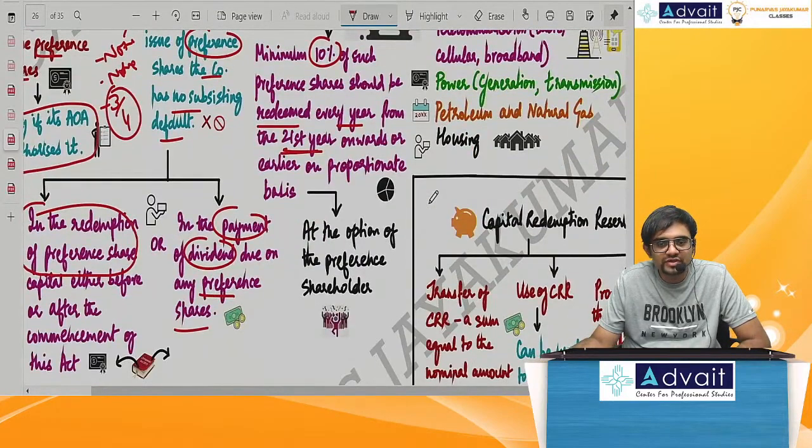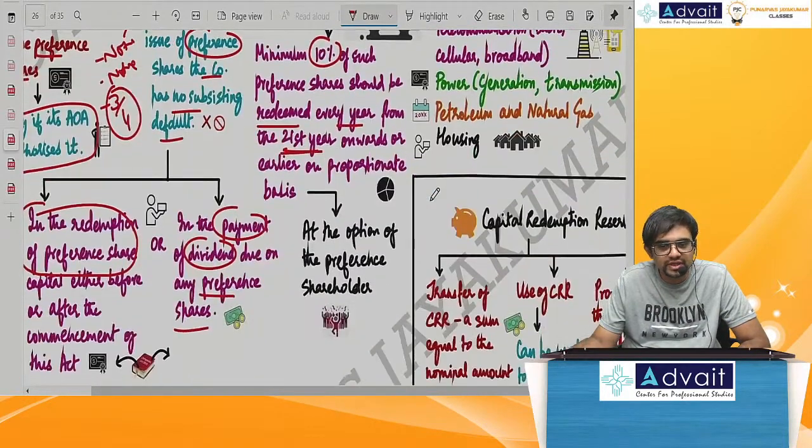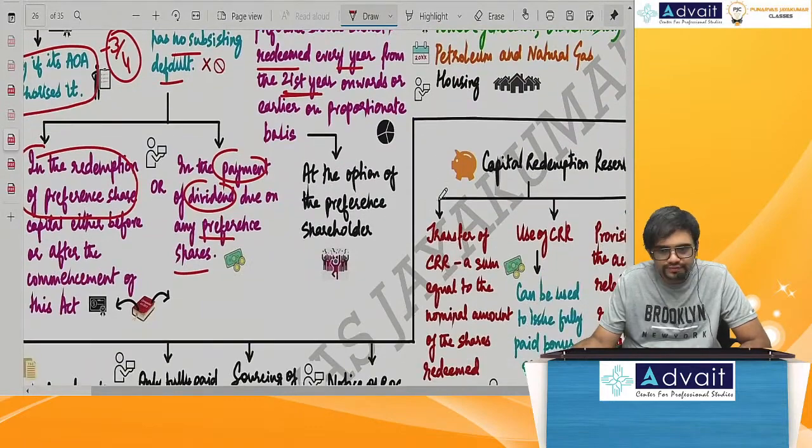For 20 years, no problem. For the 21st year onwards, what should you do? You have to start redeeming. Maximum 20 years; for the infrastructure facilities, 30 years. That is why it is at the option of the preference shareholder.